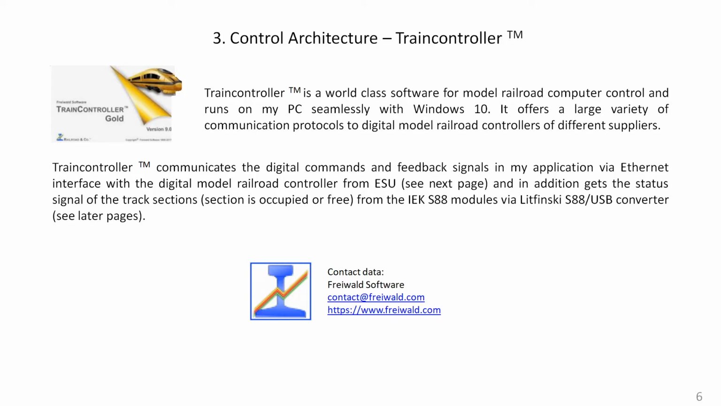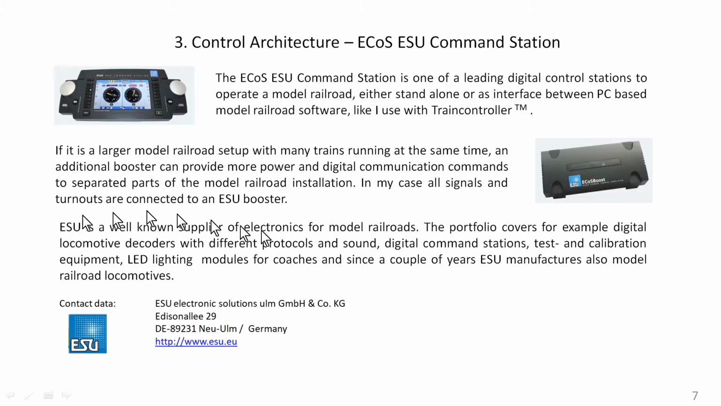The digital model railroad controller, which gets its commands from the PC and the train controller software, is this one, and comes from the company ESU. ESU is also a company in Germany with a larger portfolio of electronic controls and specifically decoders for the locomotives of model railroading. In recent years they started to build very professional, high-value locomotives as well.